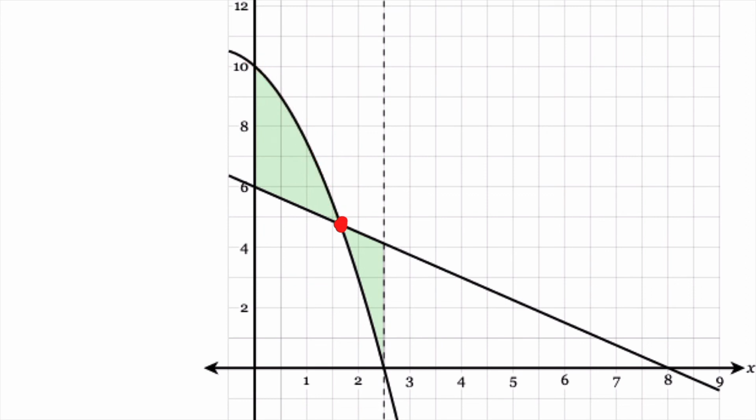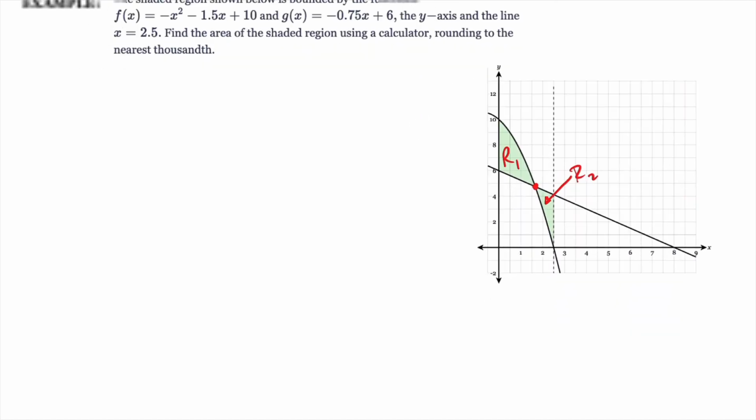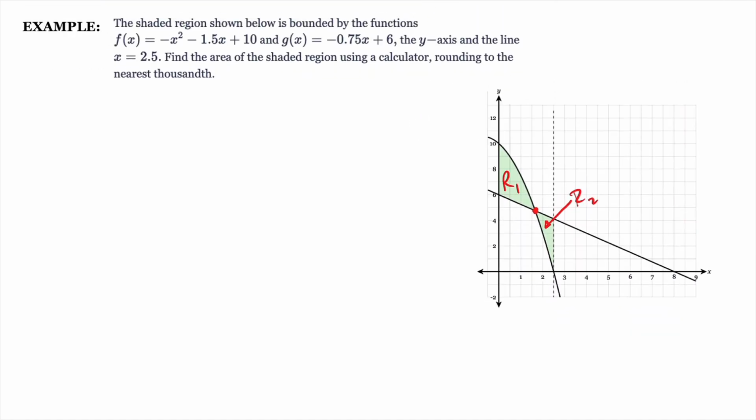So that's the first thing we got to do. These are two problems in one. So we have to do two separate problems, and then we're going to add the areas together. Okay? All right. So I'm going to call this one R1, and I'll call this one region 2. Region 1, region 2. Okay, so for region 1, it looks like it starts at 0 and it goes to about 1.6.